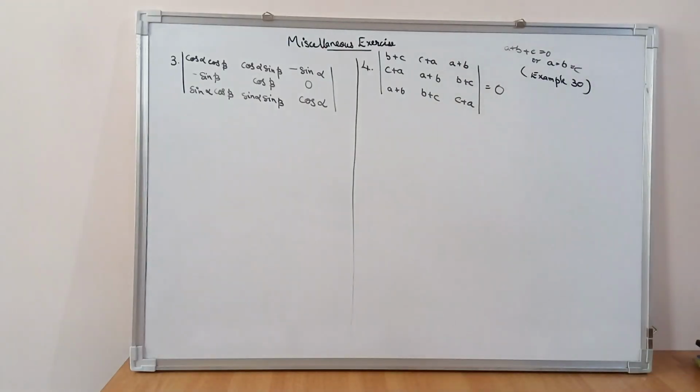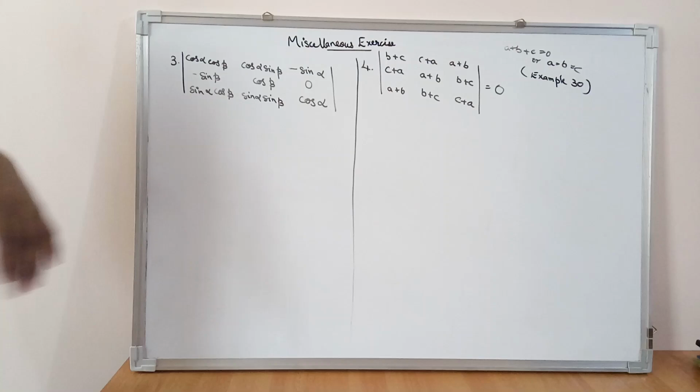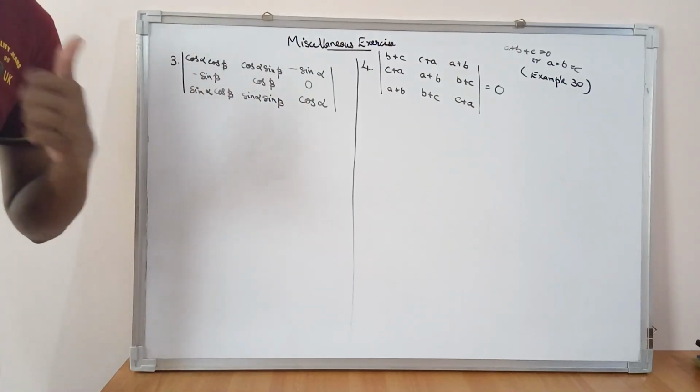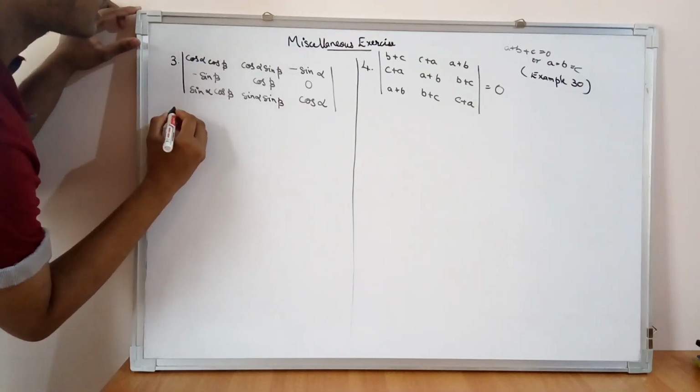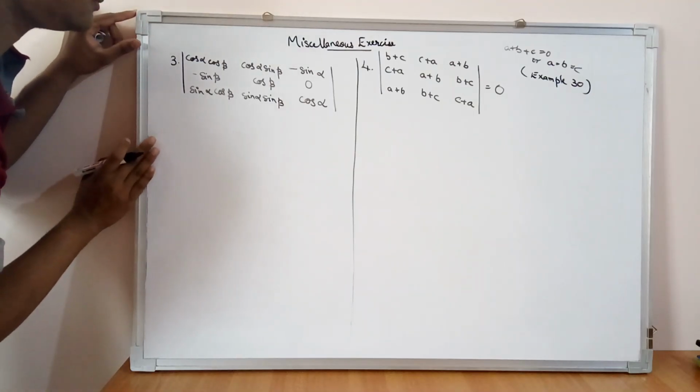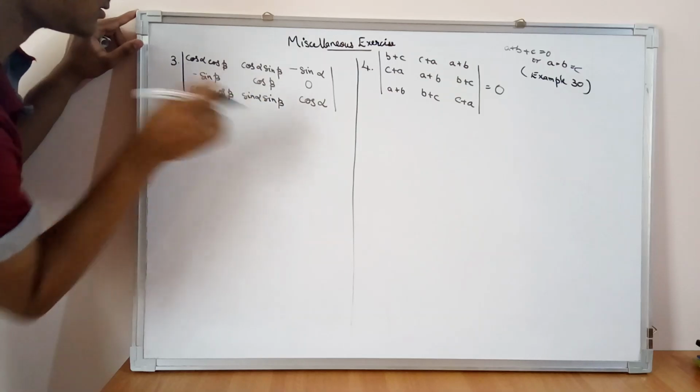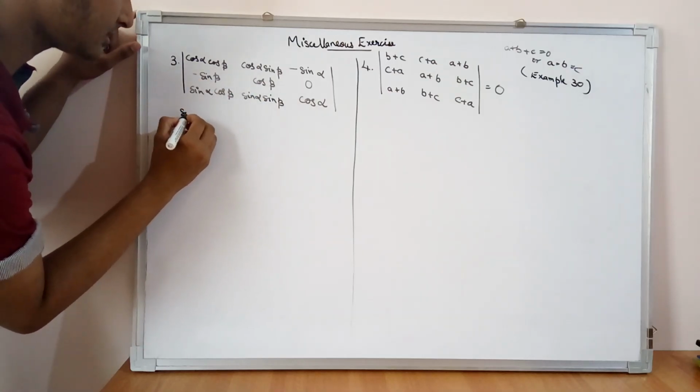Now we have the third and the fourth question. The third question is direct. It is given, you need to just evaluate this determinant and find out what it is going to be. So we have so many terms. Maybe I'll try to find an easier one. So how do I start? Let me start with the second row.